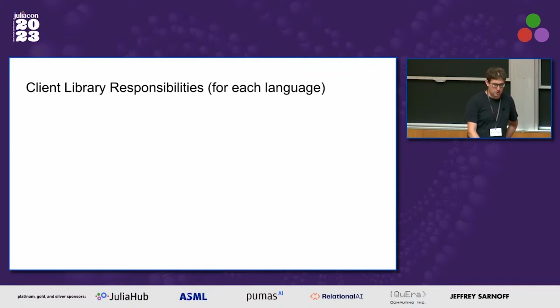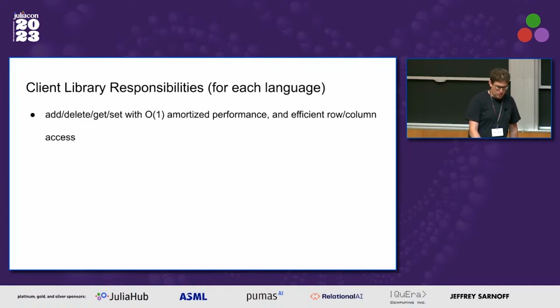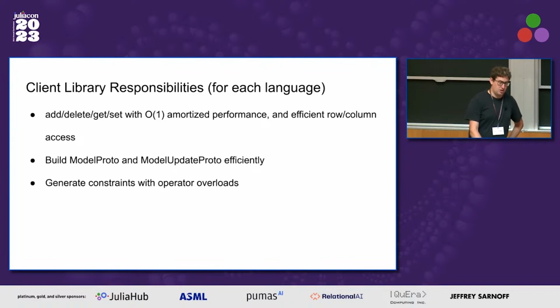Okay, next I'm going to talk about the client library. What are the responsibilities of the client library? You need to be able to add, delete, get, or set in O(1) time any property of the model. And you need to be able to access the rows and columns efficiently. That's our goal. We need to be able to build these protocol buffers for the model and the model update. And we need to be able to generate our constraints with operator overloads.